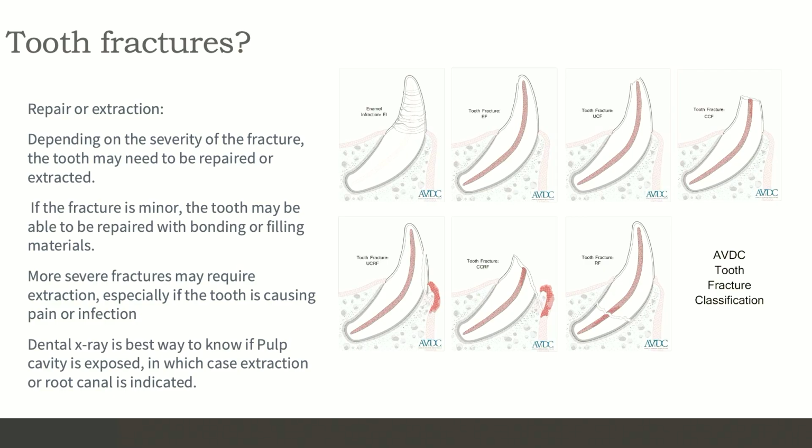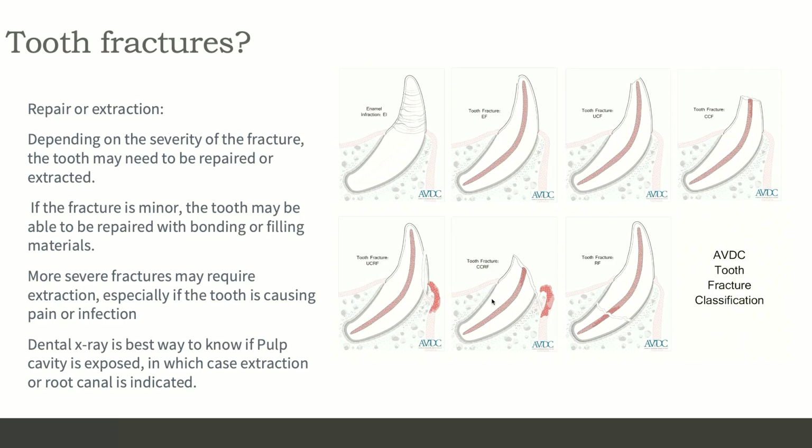Also, tooth fractures, so you need to be looking for these. This is when you have to decide on repair or extraction. Depending on the severity of the fracture, the tooth may need to be repaired or extracted. If the fracture is minor, the tooth may be able to be repaired with bonding or filling materials. And more severe fractures may require extraction, especially if the tooth is causing pain or infection. Now, dental x-ray is the best way to know if the pulp cavity is exposed, in which case extraction or root canal is often indicated.